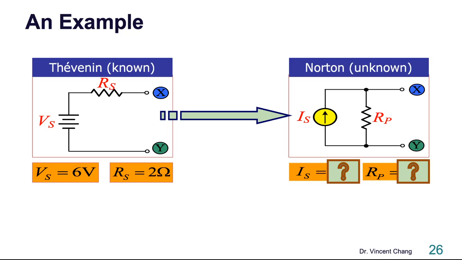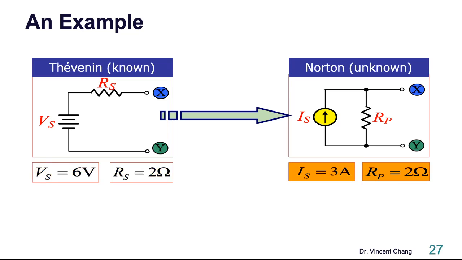Did you get it right? I believe most of you can get this right. So what about Is? What about Rp? Rp should be 2 ohms and Is should be 6 divided by 2 equals 3 amperes. If you can get this right, then you know how to apply this theory, how to transform these two sources equivalently.